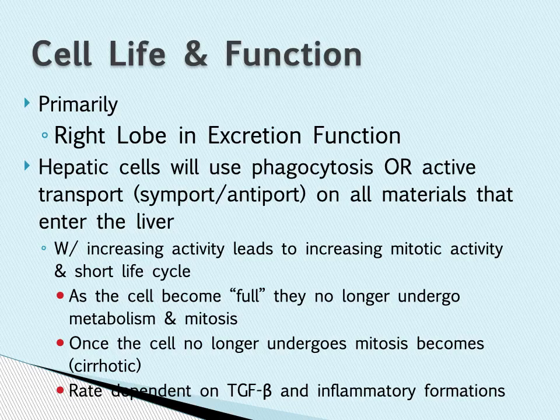Once the cells can no longer undergo mitosis, they start to undergo fibrotic changes within the cell itself. These fibrotic changes are dependent upon TGF beta as well as inflammatory signals, which can lead to cirrhotic issues for the person.